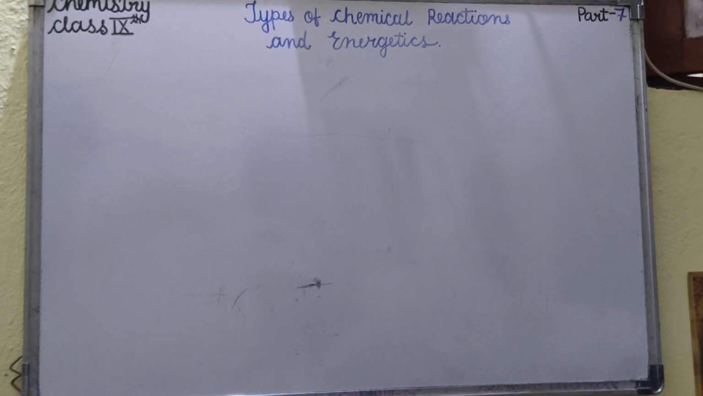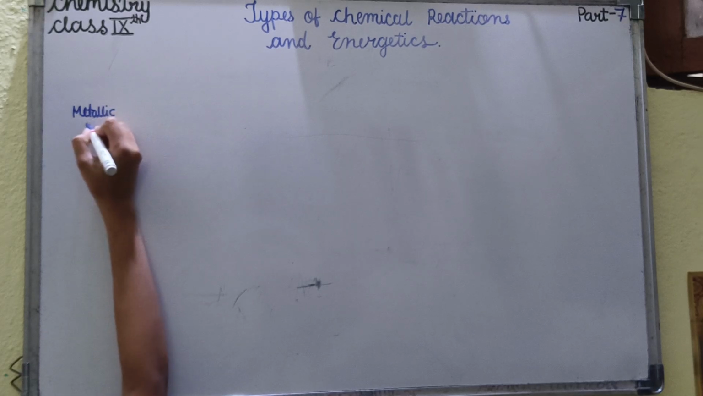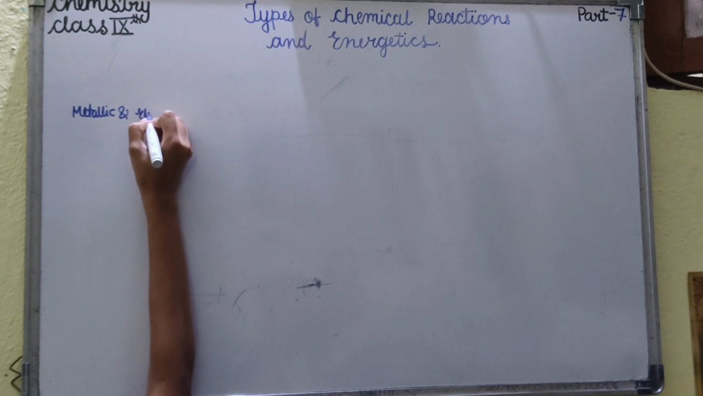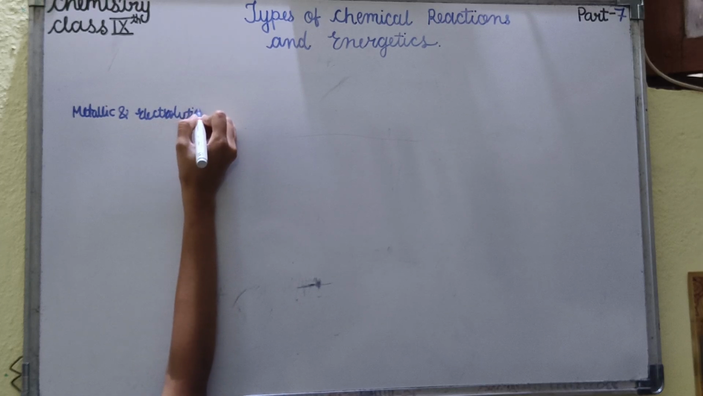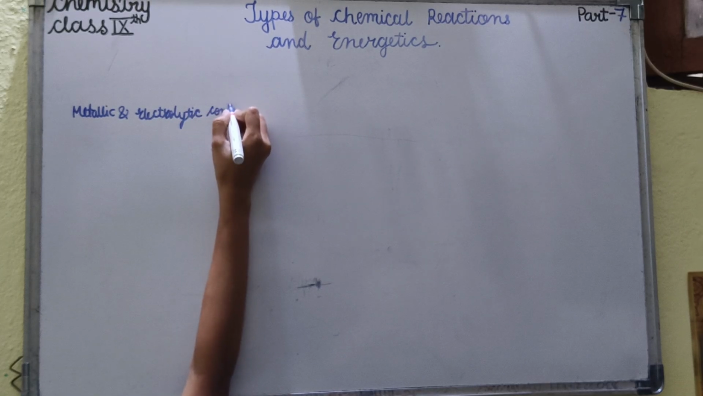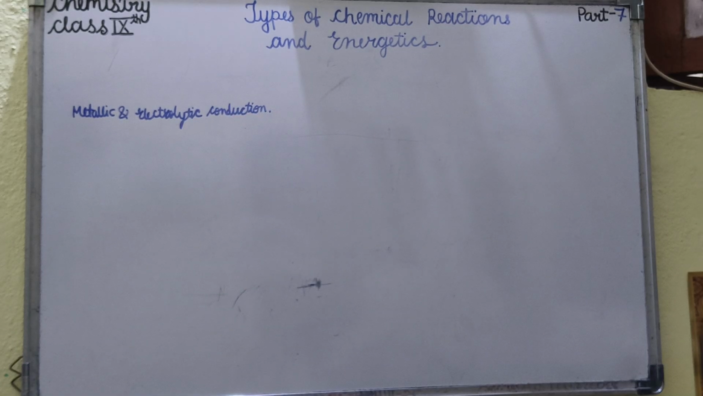Distinction between metallic and electrolytic conduction. Metallic conduction occurs due to flow of electrons, whereas electrolytic conduction occurs due to movement of ions in solution or a fused electrolyte.